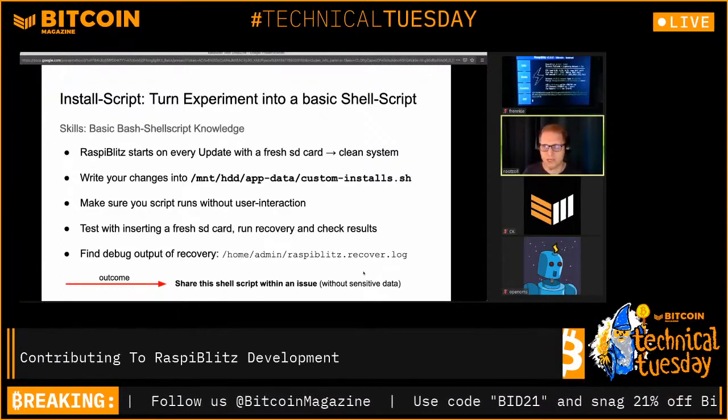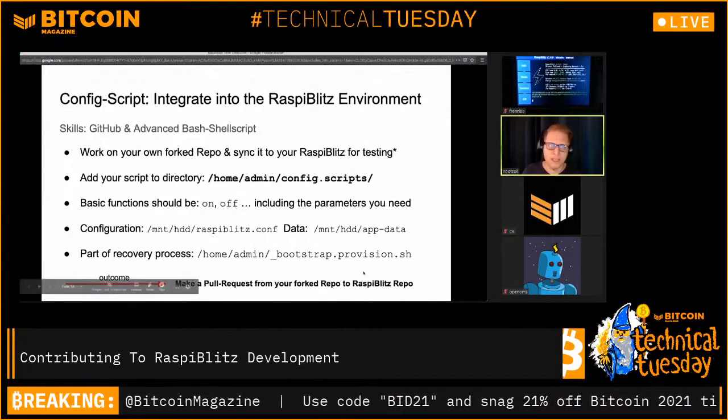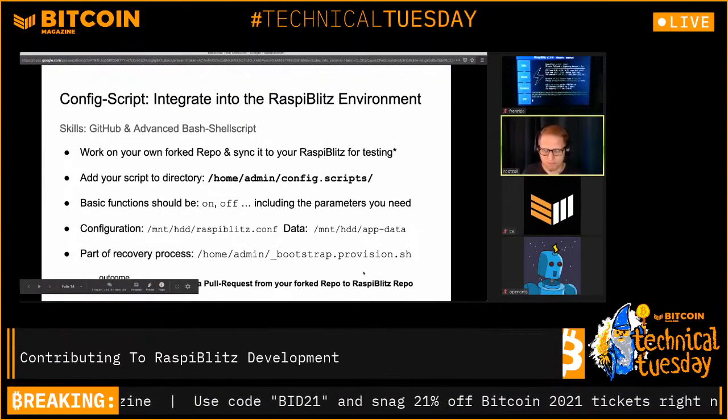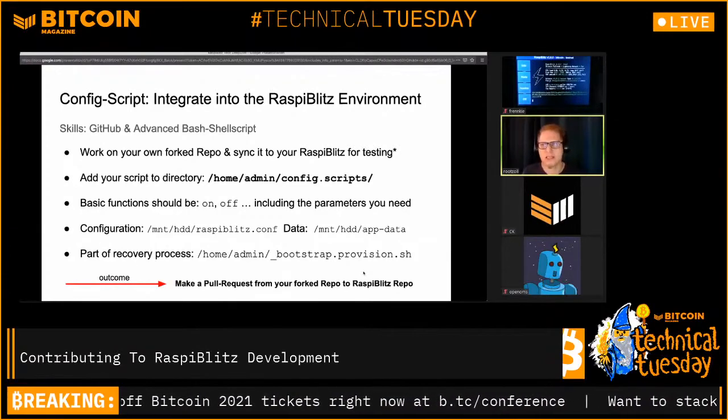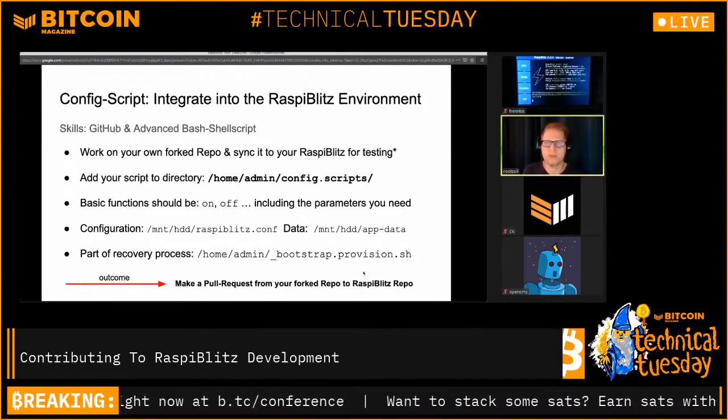You already leveled up. And what's the next level? The next level is the config script. This is now the point where you have a recipe how to get changes running on your RaspiBlitz. This is now trying to move this shell script into something other people can also use.